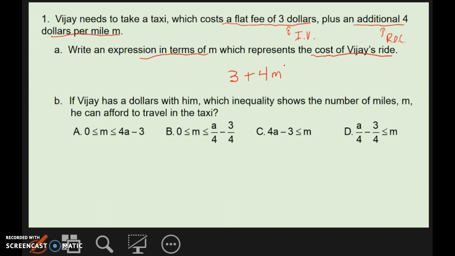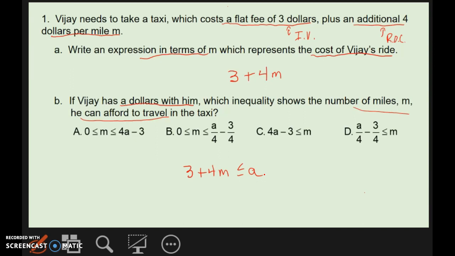I haven't really done anything yet because the next step is I want to actually do something with this, find out an inequality that can work. So that's going to represent whatever the cost is. What they're telling us in the next part is that he's got $a. Which inequality shows the number of miles he can afford to travel? So we're going to take that expression, the 3 plus 4m, and we know that no matter what, because that expression represents the cost, what he spends has to be less than or equal to what he has. So we know that expression has to be less than or equal to a.